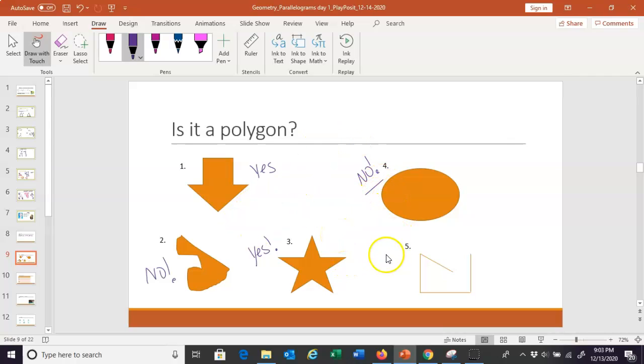And number 5, no, it's not a polygon because there's a break here. Yes, the edges are straight, but it's not closed. So in order to be considered a polygon, you have to be closed and have straight edges.